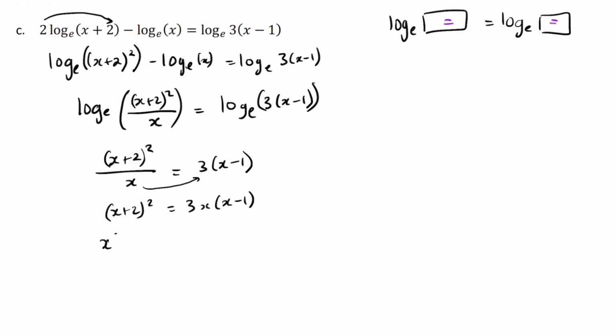Now I'm going to expand, so it'll be x squared plus 4x plus 4 is equal to 3x squared minus 3x. And I'm going to take everything to one side because it looks like it's going to be a quadratic. I'm going to take everything to this side so I can end up with a positive x squared. So that'll be 3x squared minus 1x squared, that'll be 2x squared. Then I have minus 3x minus another 4x, that'll be negative 7x, and then I'll have a minus 4 on the outside.